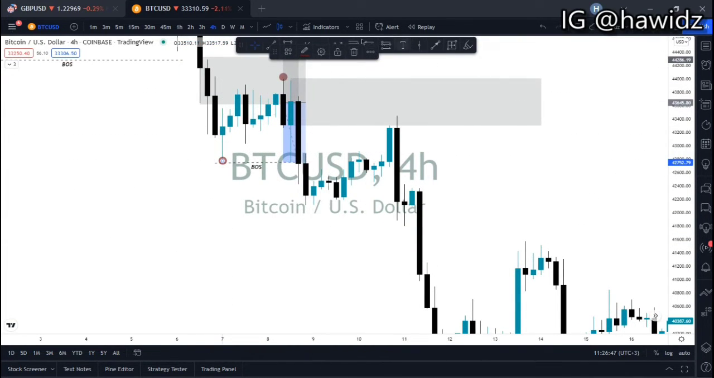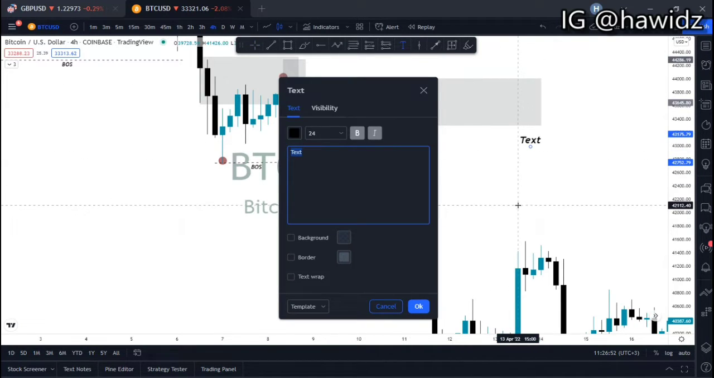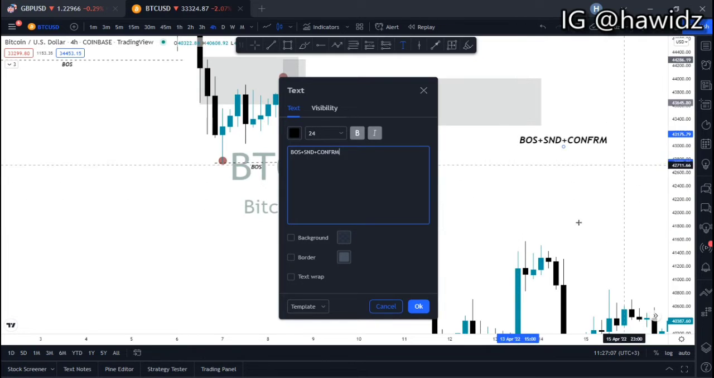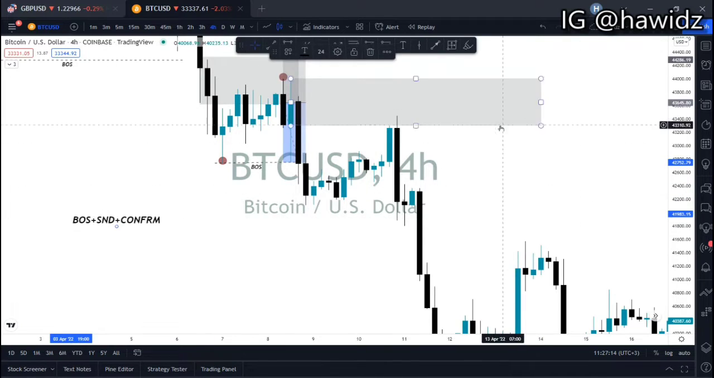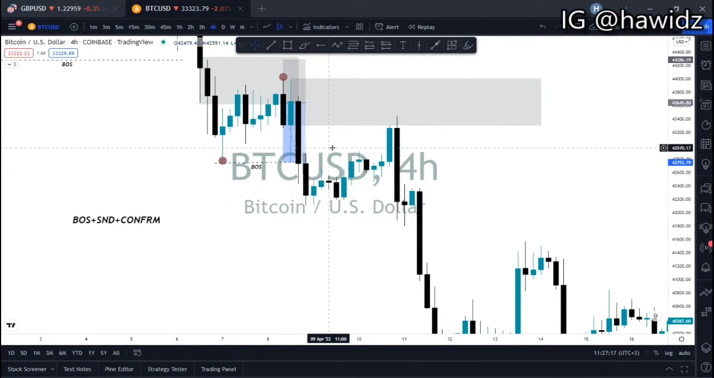So firstly, you look for the break of structure, the BOS, and then you look for the S&D, and then the confirmation in terms of lower time frame structural breakdowns. So this is what I always teach and what has always been taught in the smart money space. And as you can see, we have all three things, except for the confirmation, which I'm not going to do.